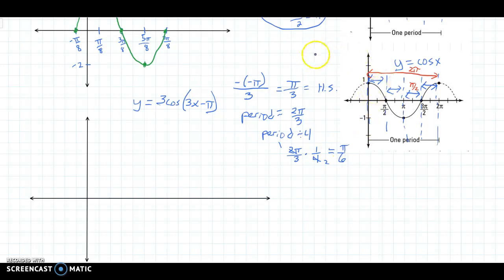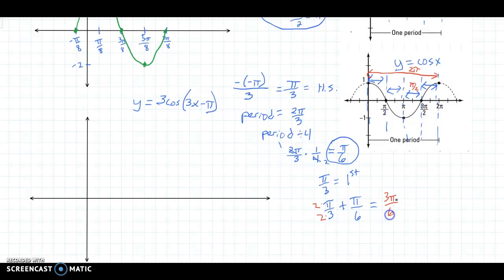Okay, so what I know is that my first tick mark is pi over 3. This is the very first one. And I have pi over 6 is how far away the next tick mark is from the first one. So notice when I do this, I have to add these guys up, okay? Remembering to find the common denominator, multiply top and bottom by 2. What I get here is 2 plus 1 is 3, so I get 3 pi over 6.